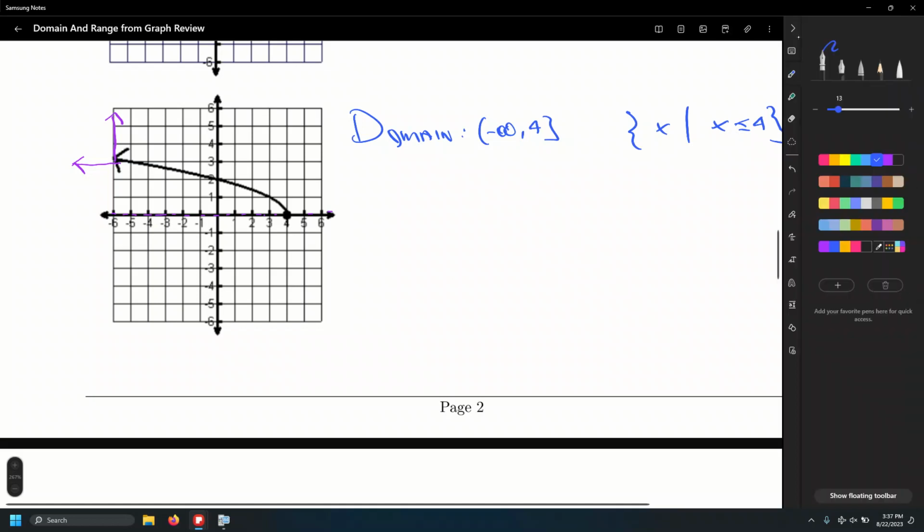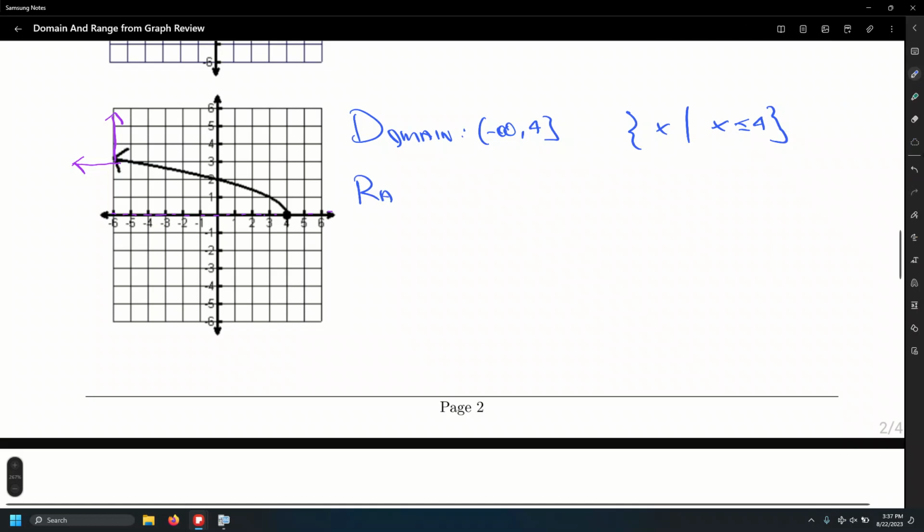All right, so let's see. That's going to be the range. That's going to be from 0, and in this case bracket, to infinity, which means y such that y is greater than or equal to 0, right? Function or not a function, by the way? Function, right?